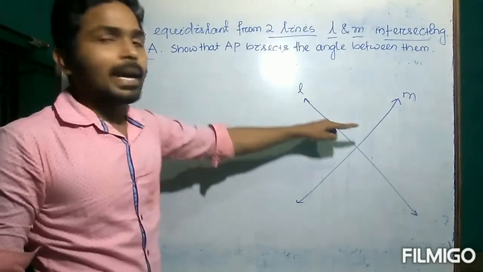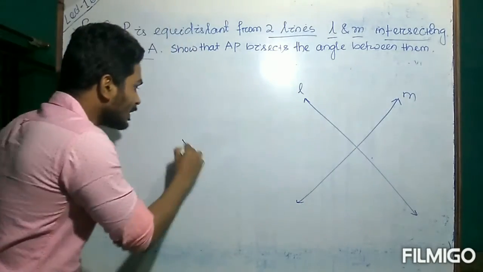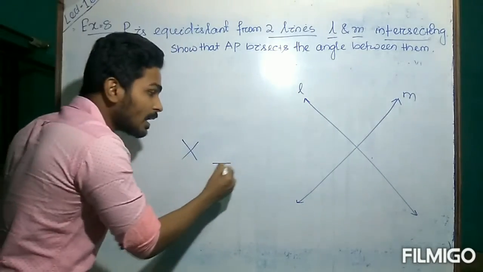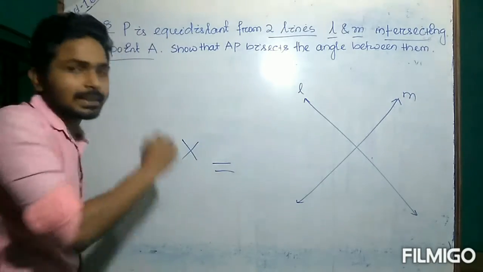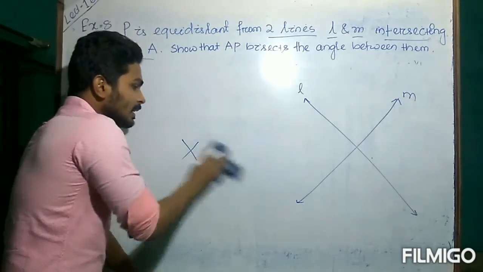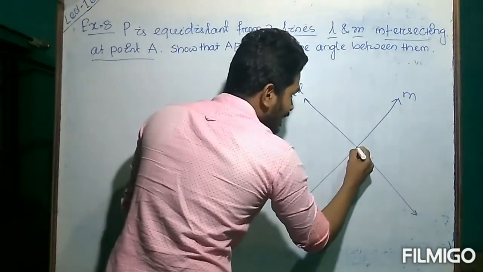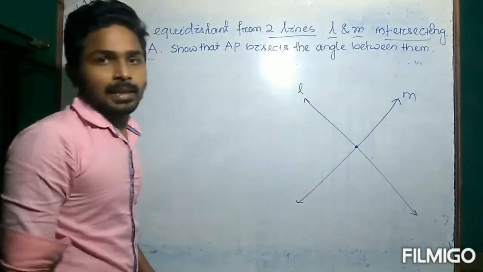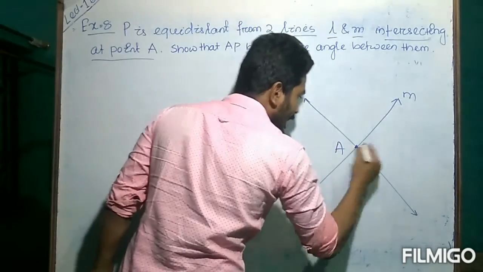It means the two lines L and M are two intersecting lines. They are not parallel lines. They are intersecting each other. So at which point are they intersecting? At this point they are intersecting, and the name of the point is A.